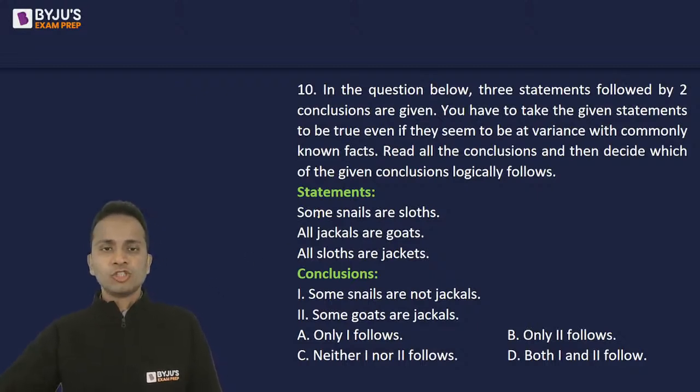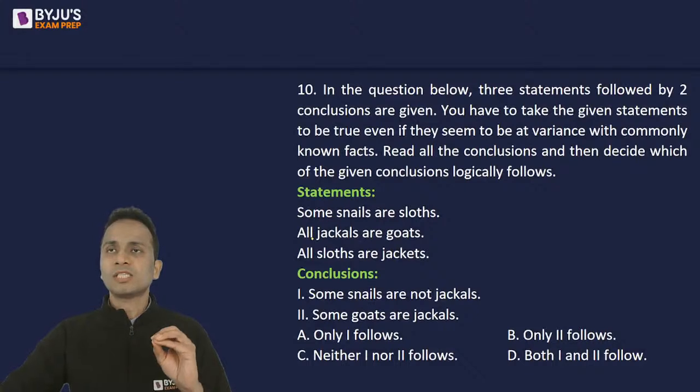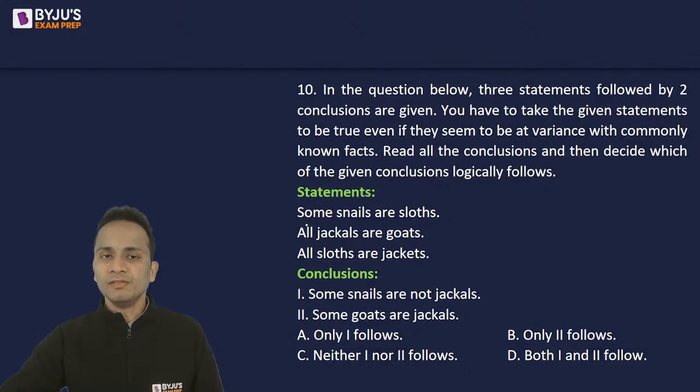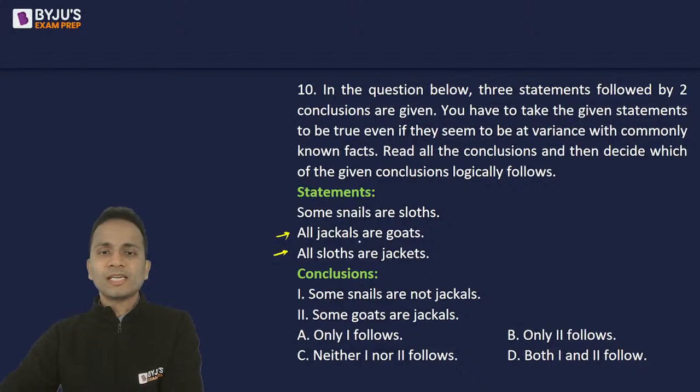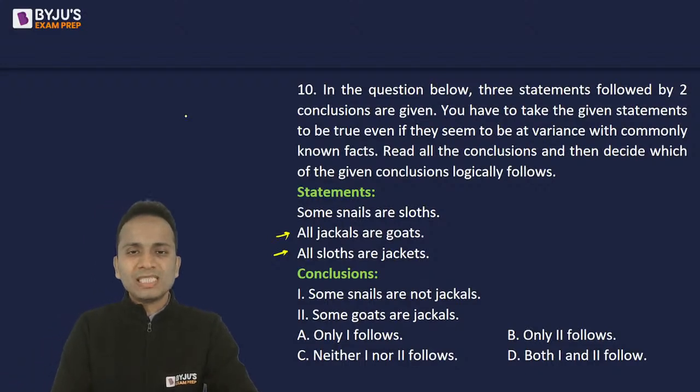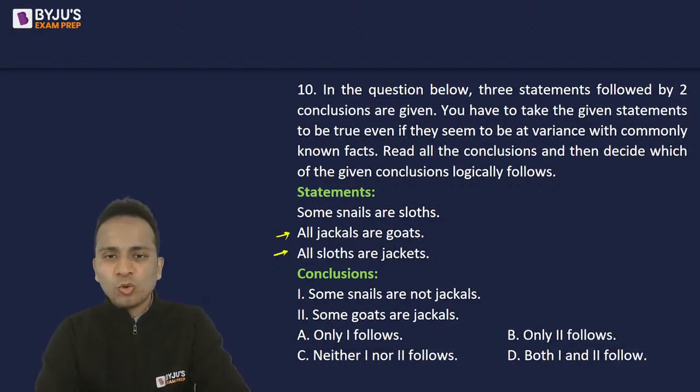All right. So statements. In my last session, I told you that we should start from the statements which have certainty. So hold the 'some' statements and look at 'all' or 'none'. So I'll look at these two statements. So all jackals are goats and all sloths are jackals. Jackals. Wait. So there is a small mistake, friends.